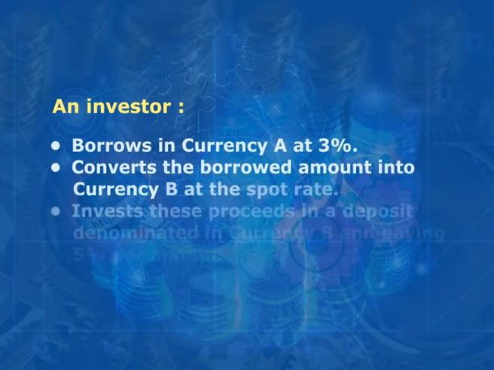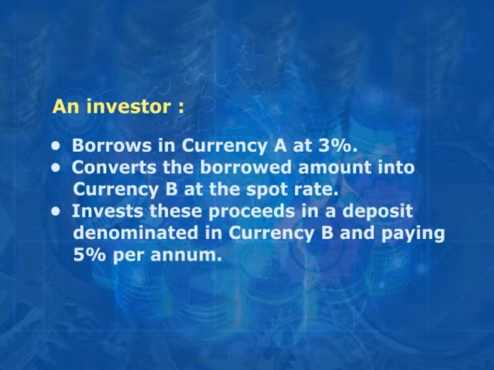Now, an investor firstly borrows in currency A at 3%, then converts the borrowed amount into currency B at the spot rate. Next, invest this proceeds in a deposit denominated in currency B and paying 5% per annum. The investor can use the 1-year forward rate to eliminate the exchange risk implicit in this transaction, which arises because the investor is now holding currency B but has to repay the funds borrowed in currency A.